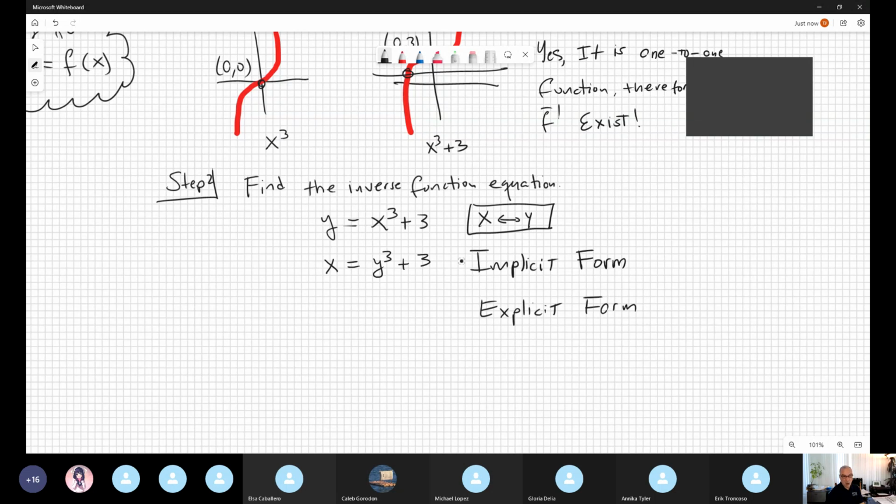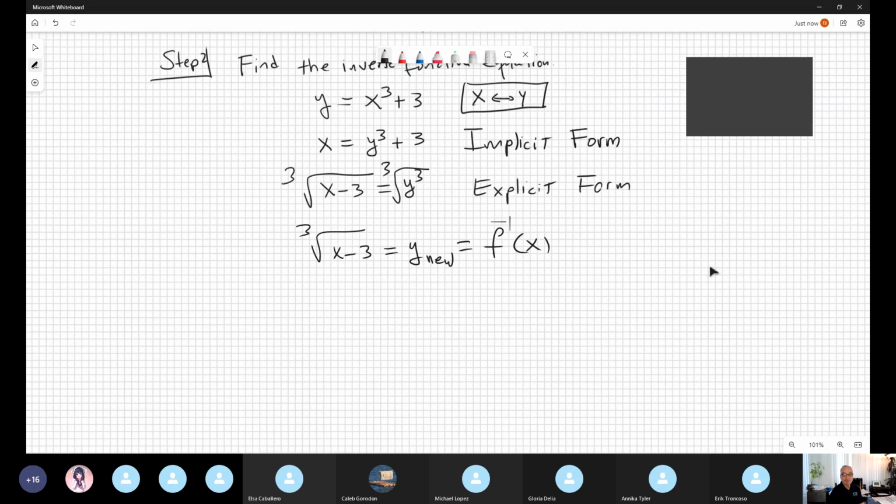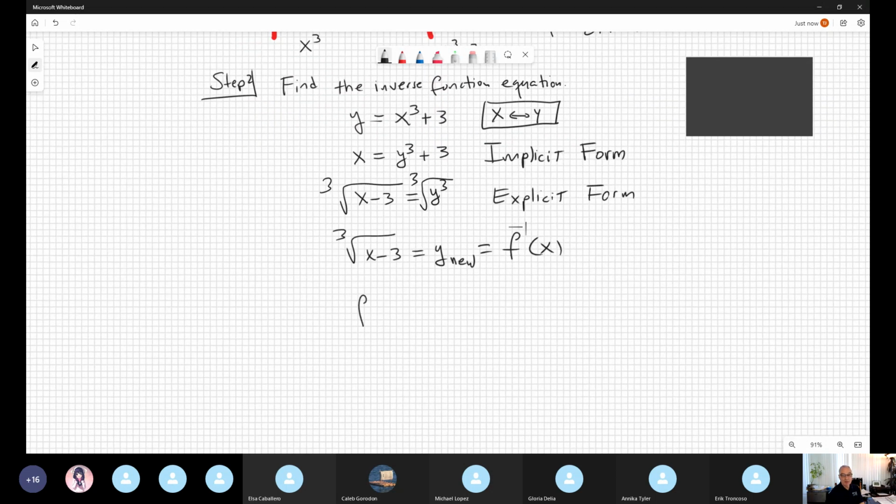You isolate the y. How? You subtract 3. You apply cubic root to both sides. Now cubic root of x minus 3 equals y new. And this y new is the inverse function. The fantastic conclusion is then the inverse function expressed in function notation is the cubic root of x minus 3. Boom. I finish step 2.